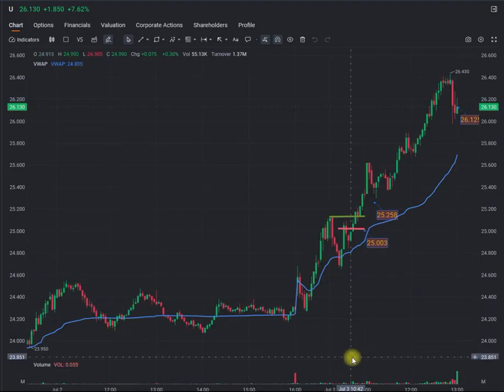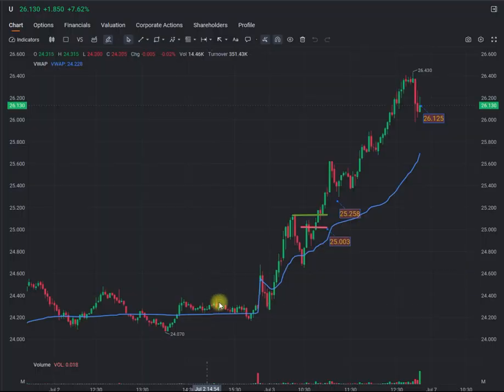Take a look at this one, for example, Unity. The stock starts with a gap up, pulls back, obviously nobody pays attention, and then breaks the highs of the day. That's 24.65 or something, and goes from 24.60 to 26.50. That's $2. That's nearly 8 to 9% intraday. Okay, so where is an entry point here?